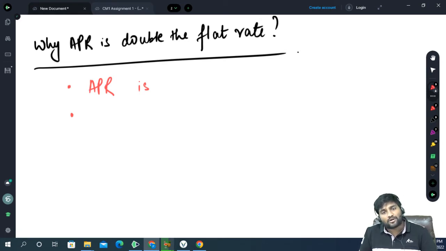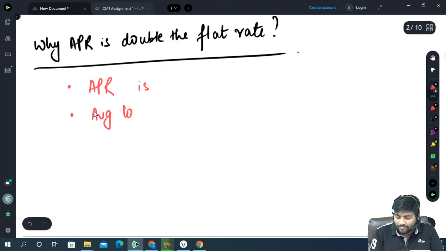You all have practiced booklet 2. Booklet 2 is done, like the basics booklet. This is the assignment compiler. Okay, I will take the doubts also. APR is, what is written? It considers the gradual repayment of the loan.